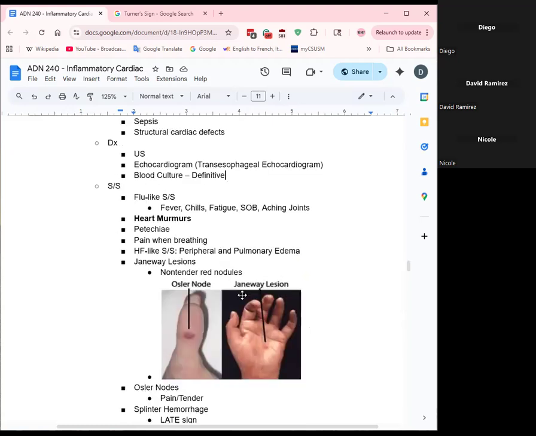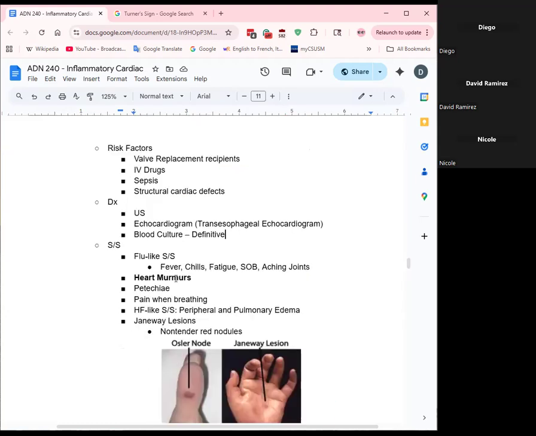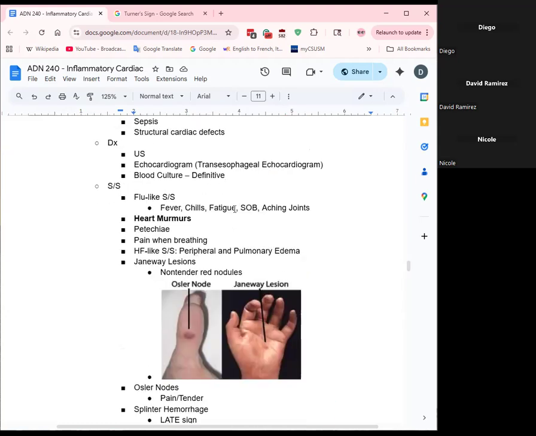I'm just going to go quickly through the signs and symptoms. I want to focus mostly on the intervention and management. But it's an infection, so you're going to have some flu-like symptoms listed here. They're having a heart infection, so you might hear some heart murmurs.